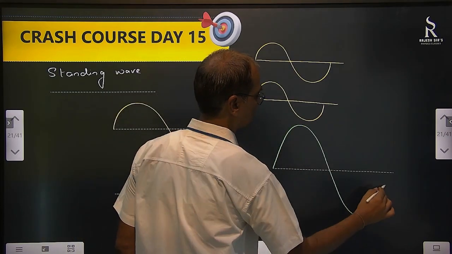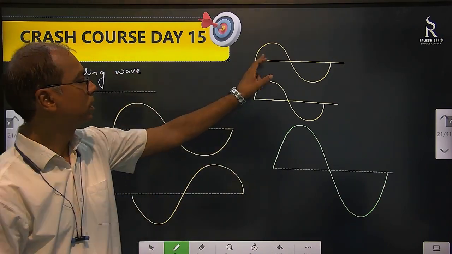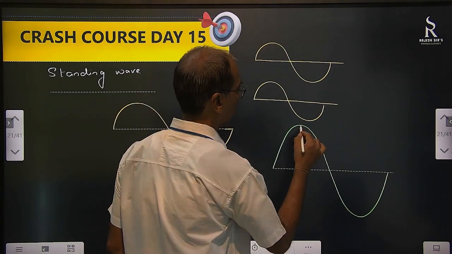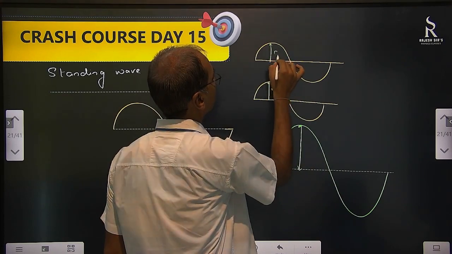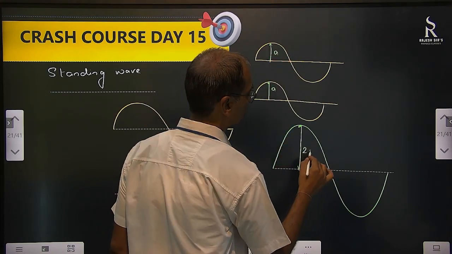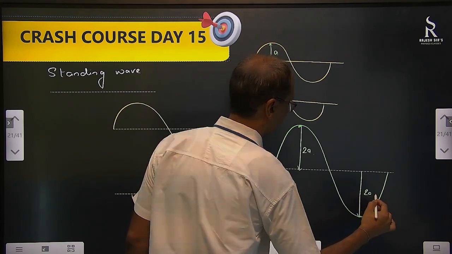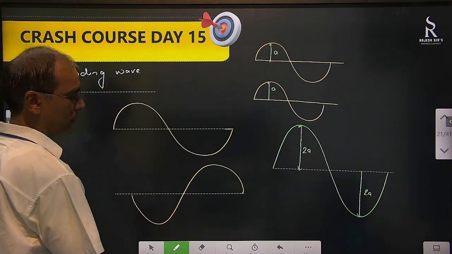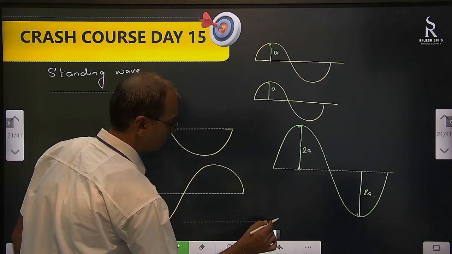Like this. Okay, so when these two are in the same phase, then what happens? The amplitude becomes 2A. If this is A and this is A, this becomes 2A here, and this is also 2A. But when this is there, then how is the standing wave? It will be like this. Nothing is there.